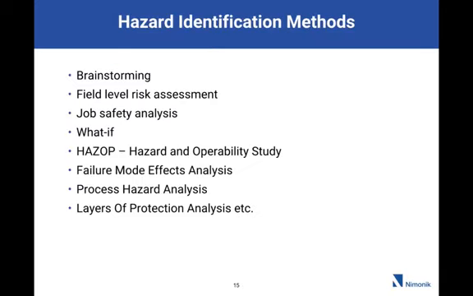There are lots of methods available to us to identify hazards and risks. Those include things like brainstorming, field level risk assessments, job safety analysis, what ifs, HAZOP studies, failure mode effects analysis, process hazard analysis, layers of protection analysis, etc. But the learning that I would impart here is that there's need for lots and lots of training and facilitation by experts. If you don't do that, you'll pollute your risk data, and the old saying of data garbage in equals data garbage out, and management won't trust or use the data the way that it's intended.